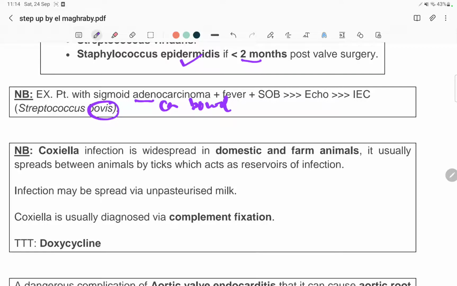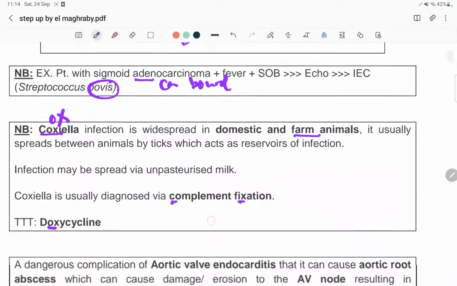Coxiella infection is widespread in domestic and farm animals. It usually spreads between animals, which act as reservoirs of infection. Infection can be spread by unpasteurized milk. Coxiella is usually diagnosed with complement fixation, and treatment is doxycycline.